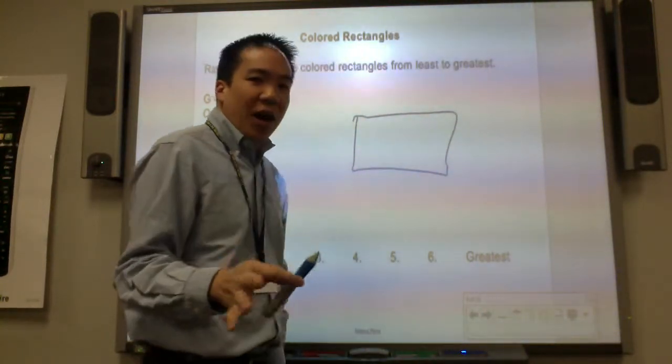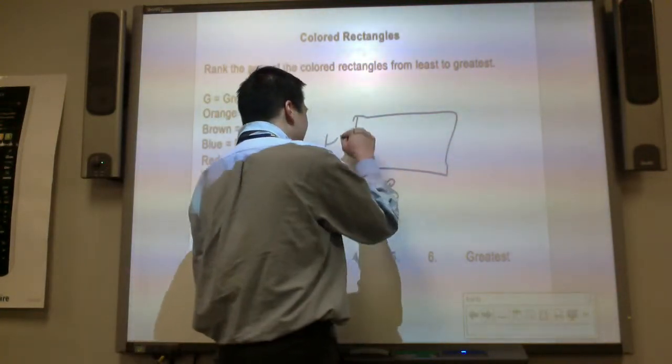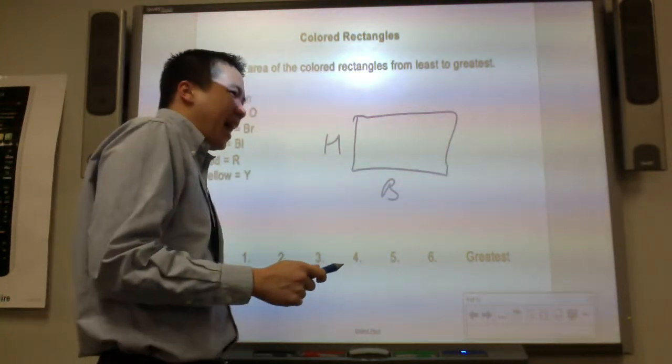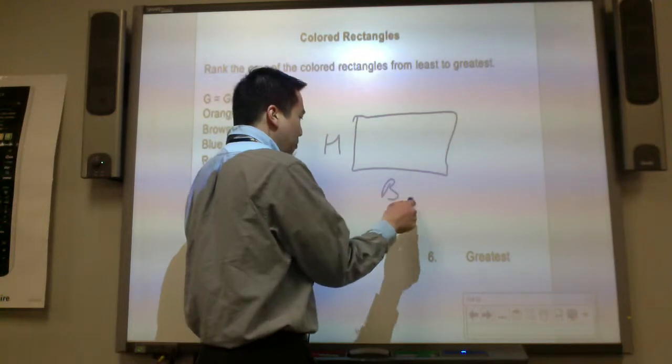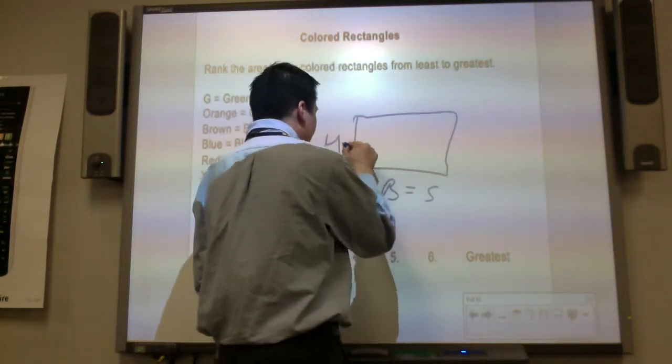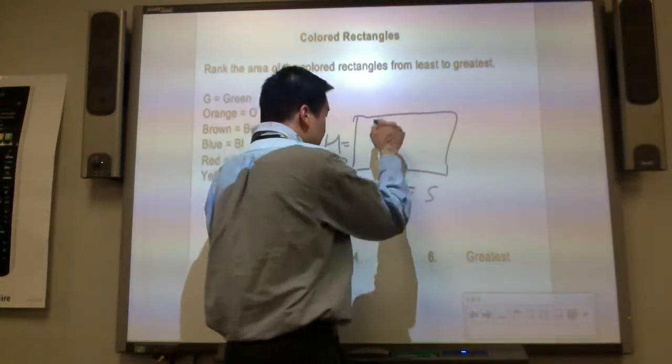So how do you find area? Why is it base times height? Or why is it length times width? Why don't we add it? That's perimeter, by the way, if you add it all the time. For example, if the base was 5 and the height was 3, why is it you always get 15? So let's draw this.